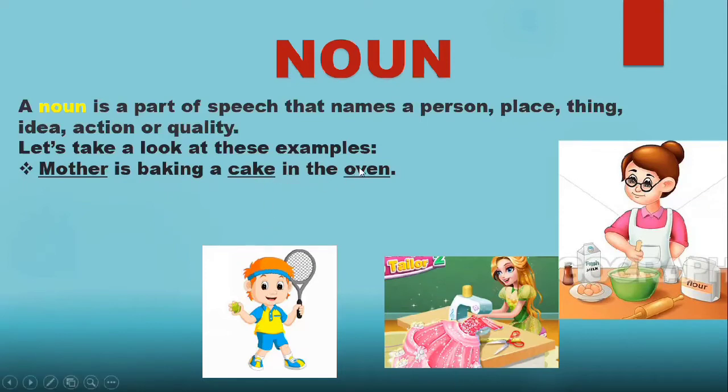And then we have oven here. Oven is again a thing. So we have another noun here. So mother, cake, and oven. These three are nouns here. Let's look at the next one. The tailor is stitching clothes. So the tailor is the noun again. And what is he doing? He's stitching clothes. So clothes are another noun here. You look at this beautiful tailoress here.